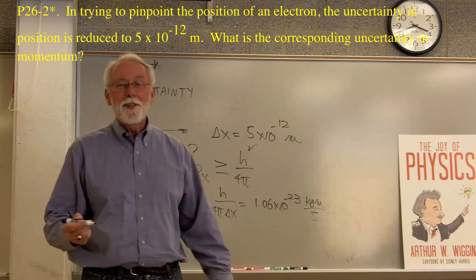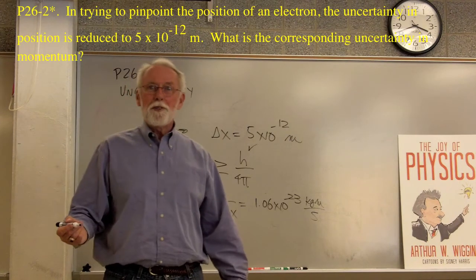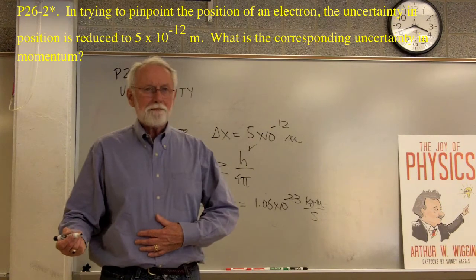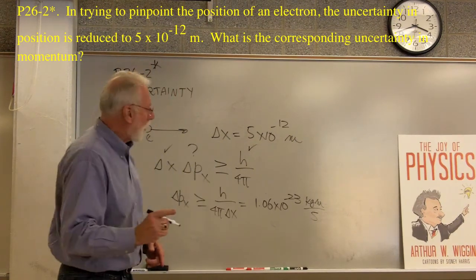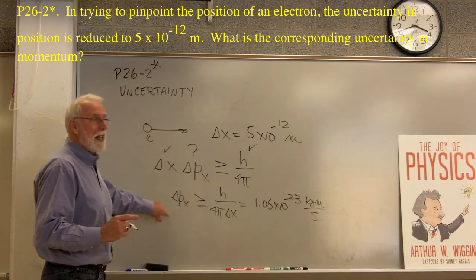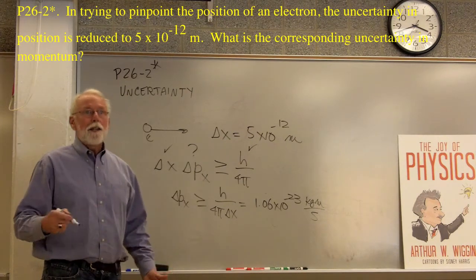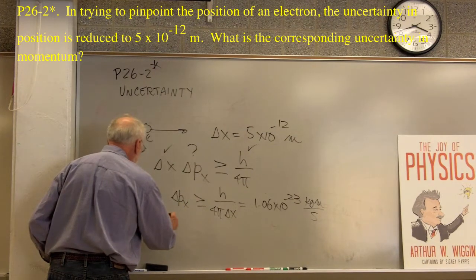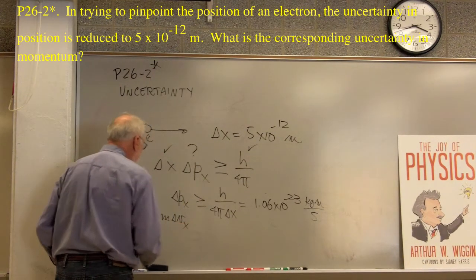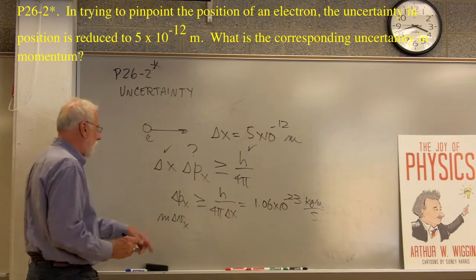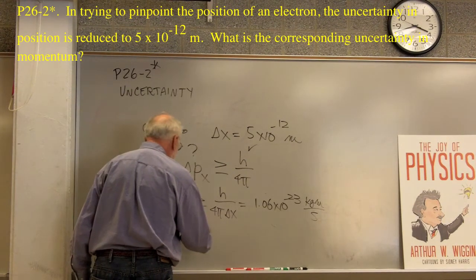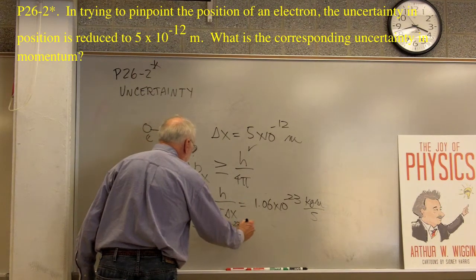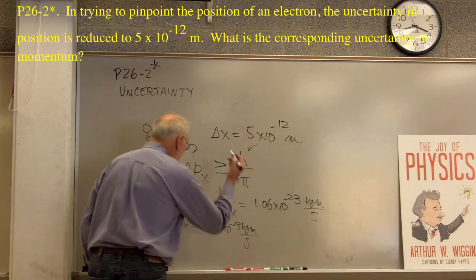Okay, is that reasonable? What do we know from electrons? They're way too small for us big clumsy oafs, so we're never really going to get there. However, there is a little something we can do with this. If that's what delta px is, what's p? In this case, it's momentum, and so you can say that this is m delta vx, greater than or equal to 1.06 times 10 to the minus 23 kilogram meters per second.